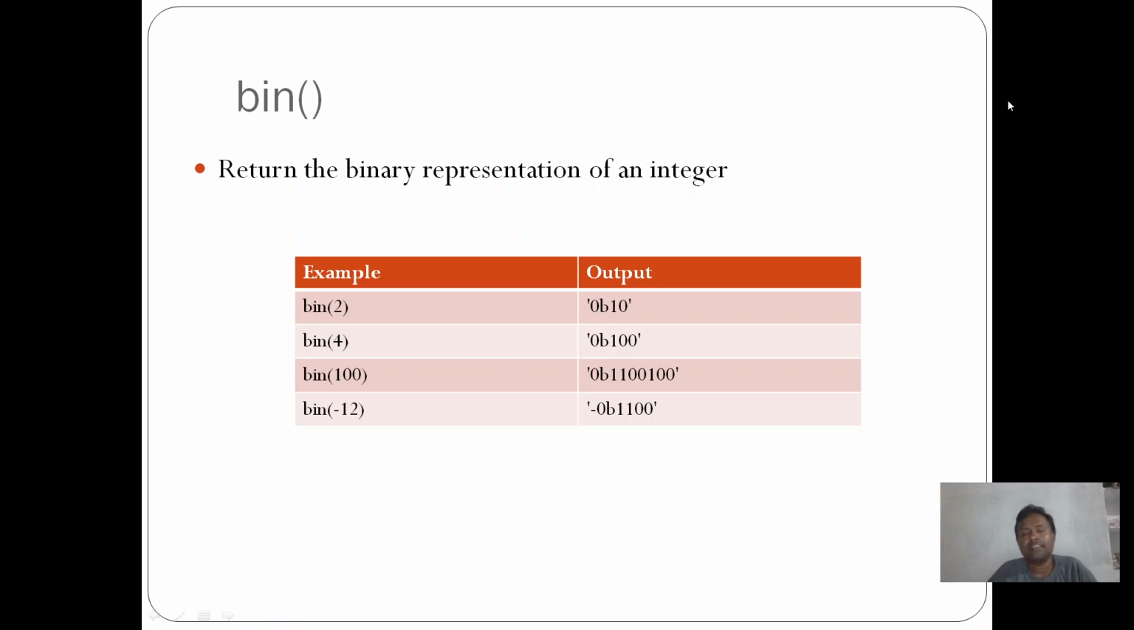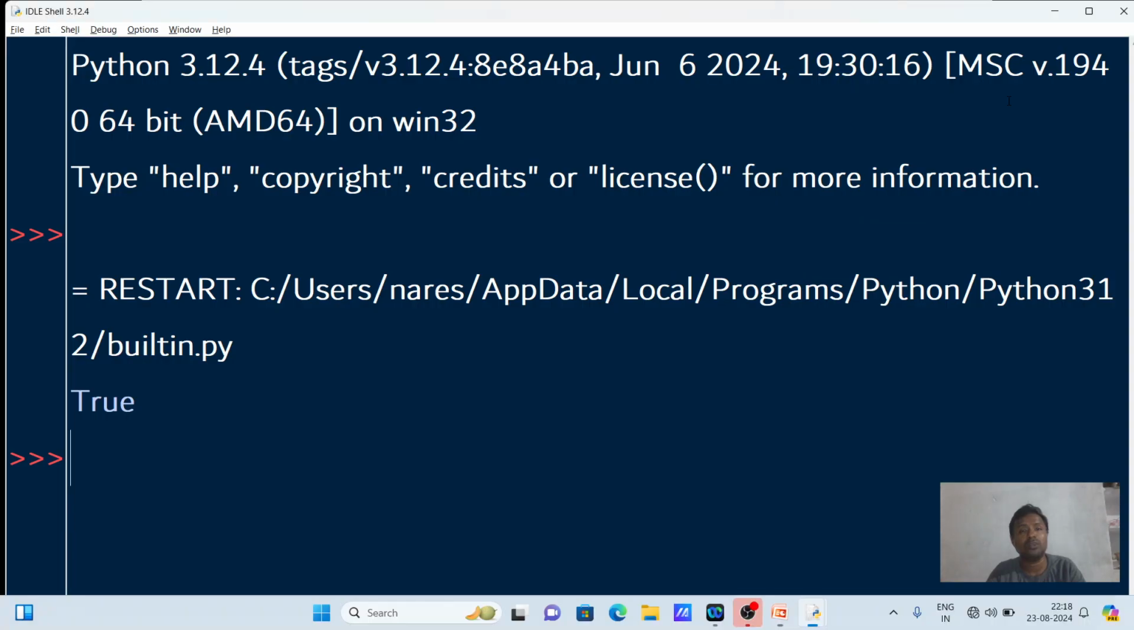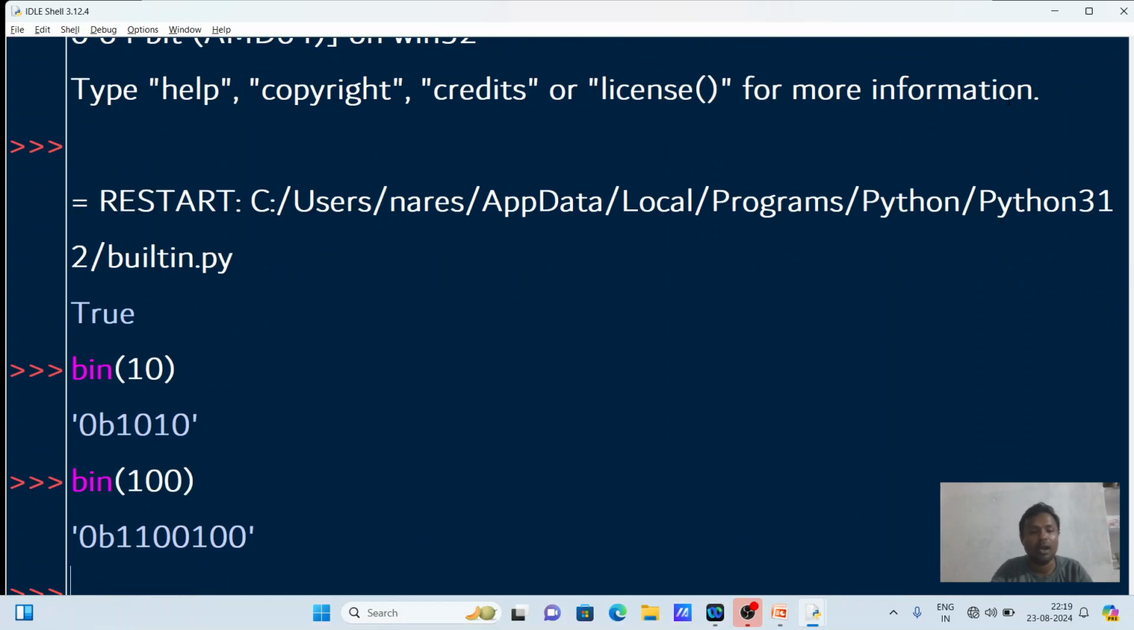This bin function will give the binary representation of the integer. If you see the output itself, the prefix you have to understand is 0b. Now you can see bin of 10, and now you can give bin of 100. The important thing to understand is the prefix, the first two letters 0b. The 0b indicates the text is in binary.